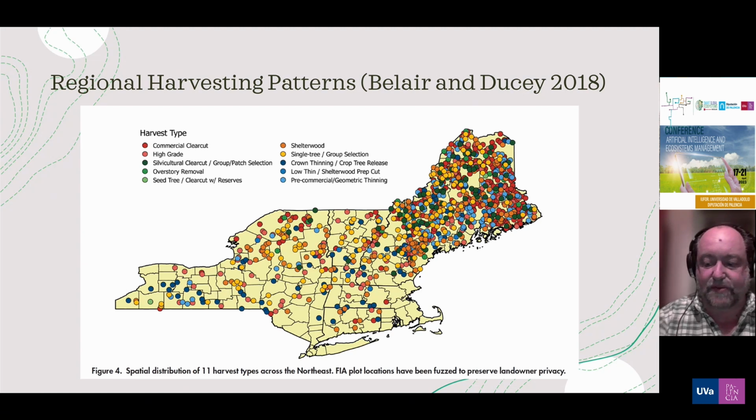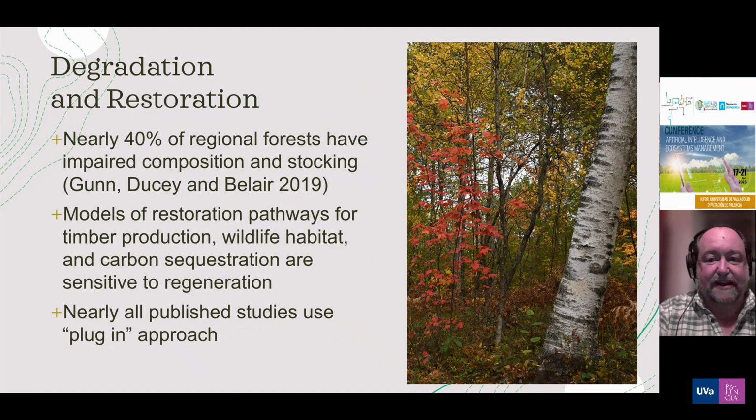There's a lot of work to do in this region to foster sound silviculture that will lead to sustainable forests into the future. And one consequence of that, when we simply take a look at what is the state of the forest, is that nearly 40% of our regional forests have impaired composition and stocking from a timber management perspective. That's leaving aside some of our other important management objectives like wildlife habitat and carbon sequestration. But when we try to model restoration pathways to get these forests back on track, that's a multi-decadal problem, and we find that the answers that we get are very sensitive to what we put into the models. What kinds of trees will be regenerating in the forest?